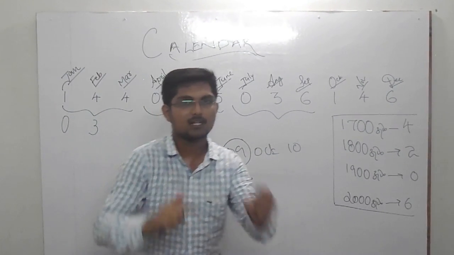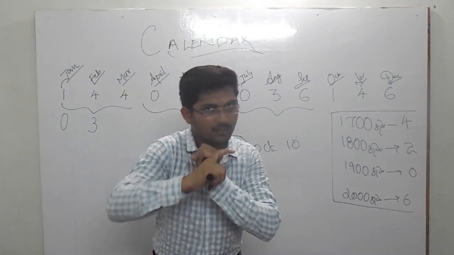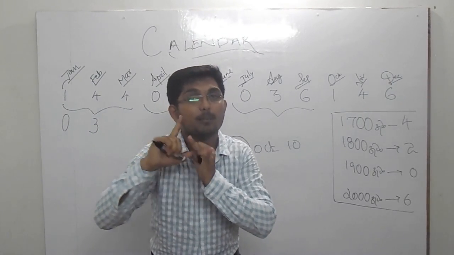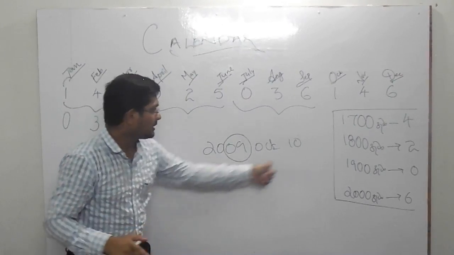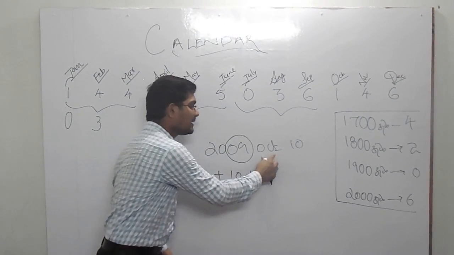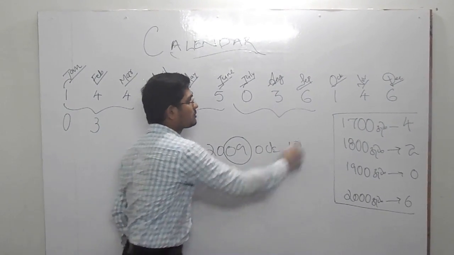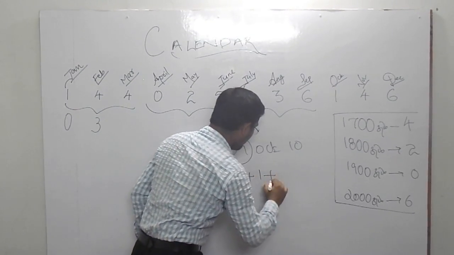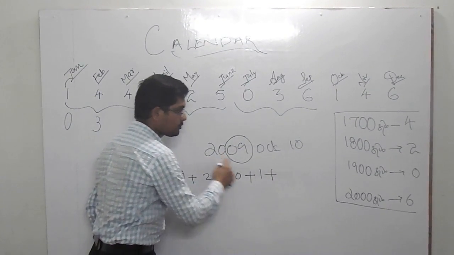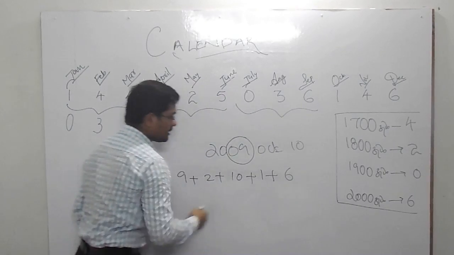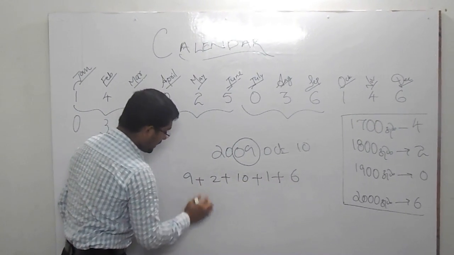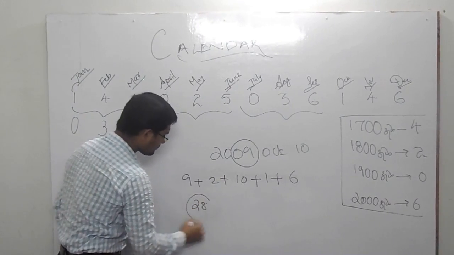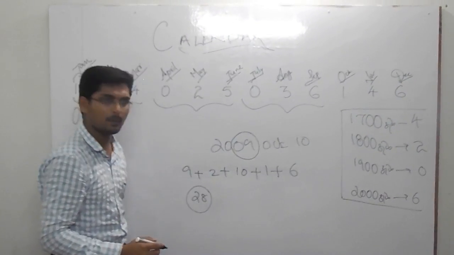The last 2 digits of the year, plus the number of 4s in those last 2 digits, plus the date, plus the monthly code. What is the code for October? It is 1. And the code for the 21st century is 6. Add all these: 6 plus 1 is 7, and 17, and 19, and 28. So the sum is 28.